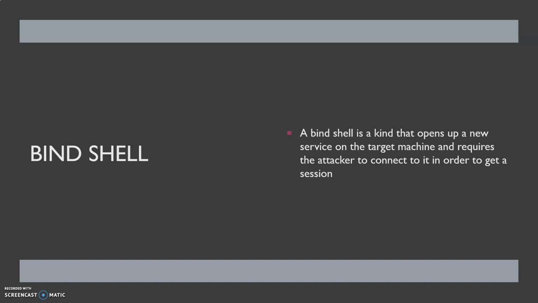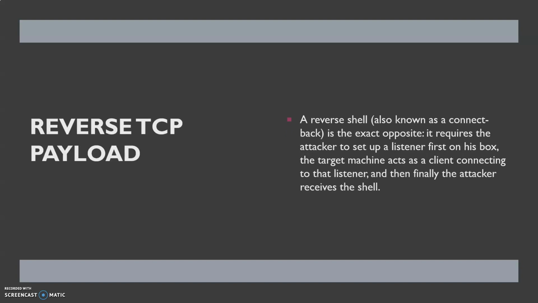So, speaking about bind shell, a bind shell is a kind that opens up a new service on the target machine and requires the attacker to connect to it in order to get a session. In a reverse TCP payload, a reverse shell, also known as a connect back, is the exact opposite. It requires the attacker to set up a listener first on his box. The target machine acts as a client connecting to that listener, and then finally the attacker receives the shell.